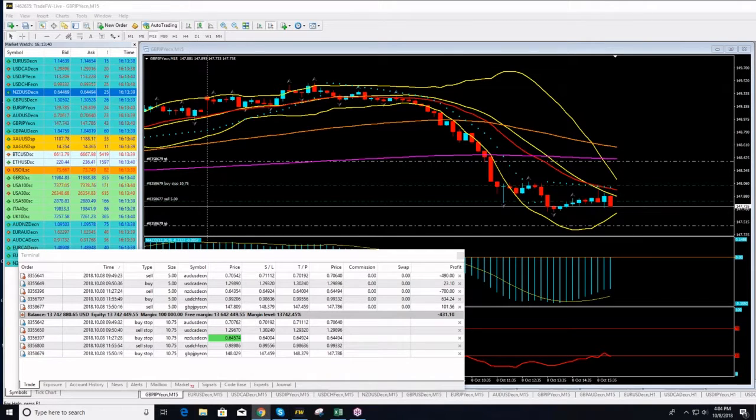Let me check the news announcements as well. No, we don't have any news announcements. Remember that we are monitoring the news from our partners portal website, forexlive.com.